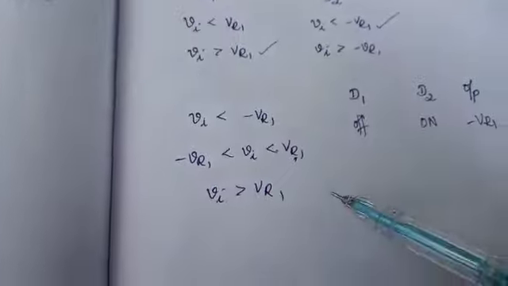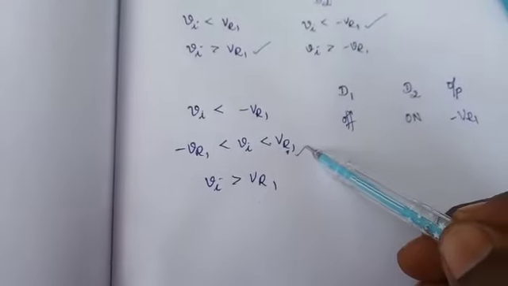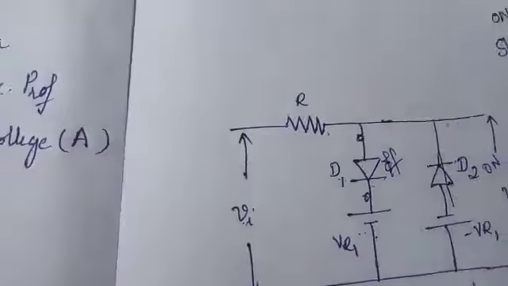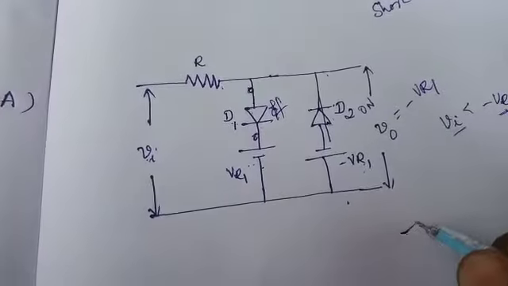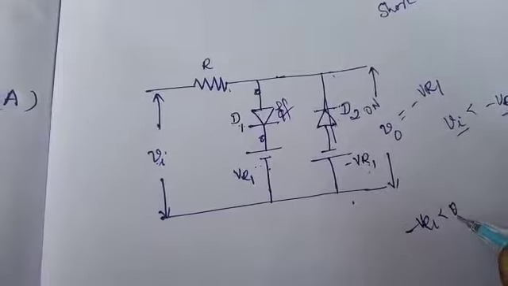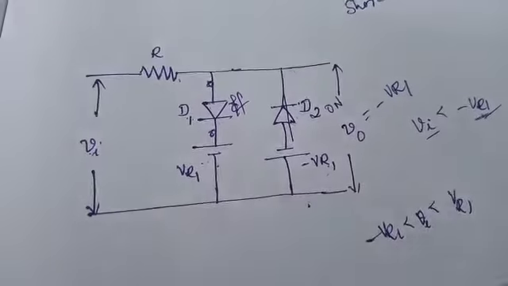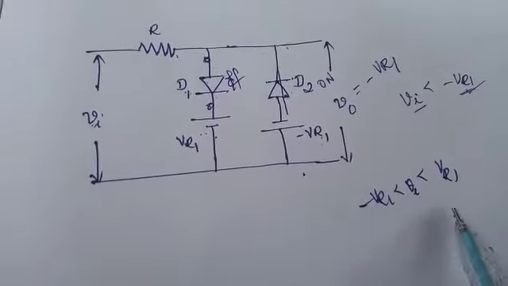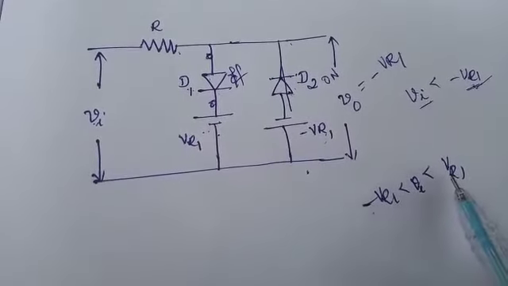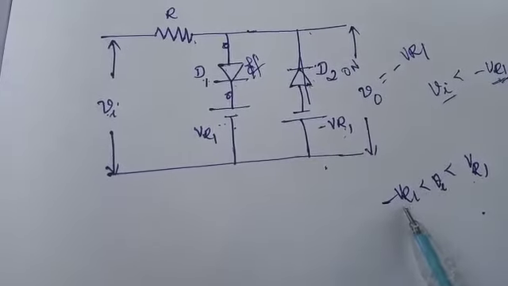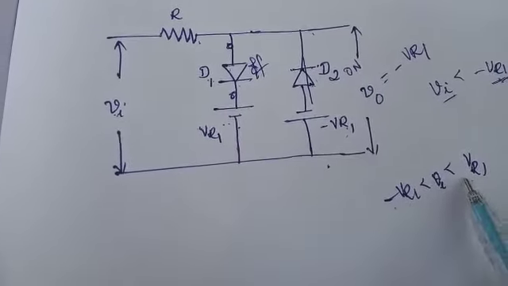Now let us discuss the second case, that is, minus VR1 less than Vi less than VR1. What is the meaning of this condition? The input voltage is in between minus VR1 and VR1. That means the input voltage is more when compared to minus VR1 and less when compared to VR1.